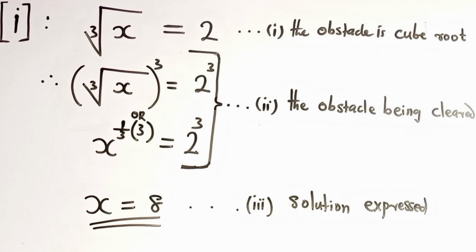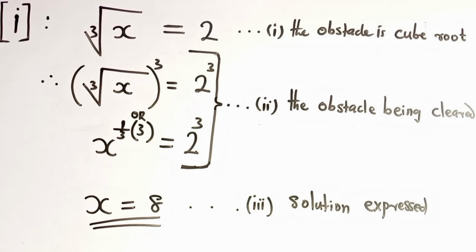The first method is to use powers to clear the roots. That is, clear cube root with power 3, clear square root with power 2, clear fourth root with power 4, clear fifth root with power 5, clear sixth root with power 6, and so on and so forth. This is cube root. So I'm going to clear it with power 3. This is why I introduced this 3 here.